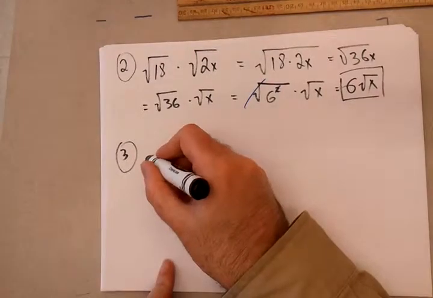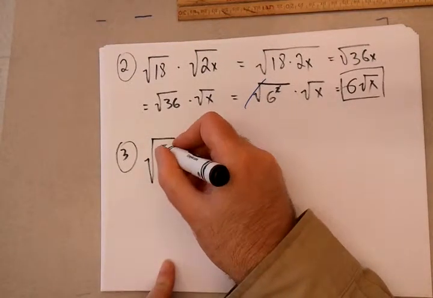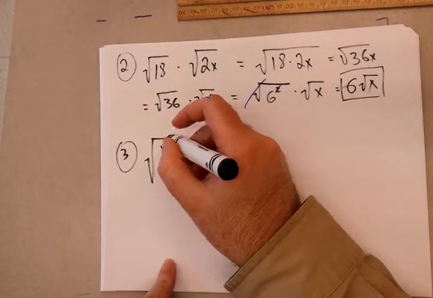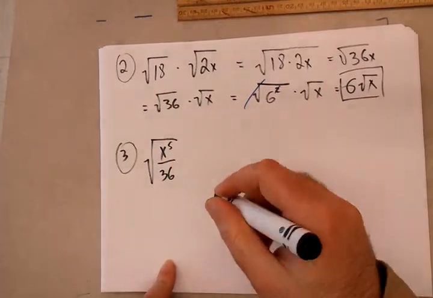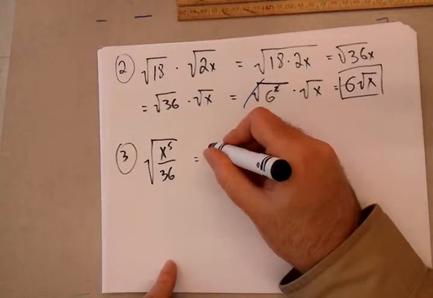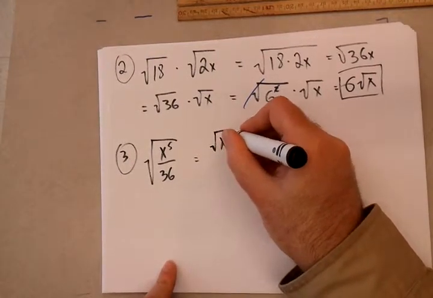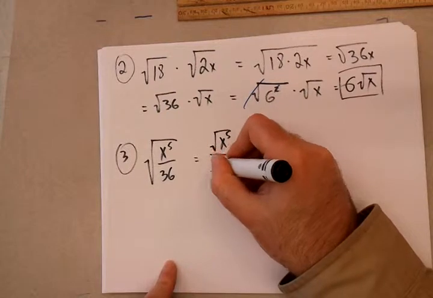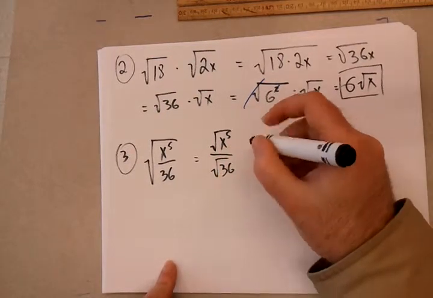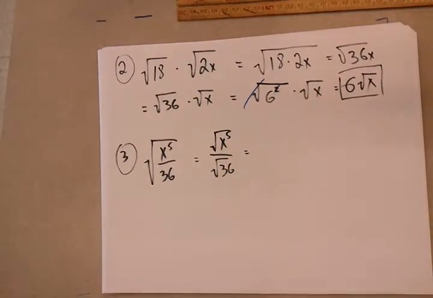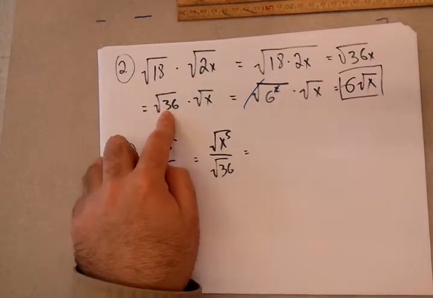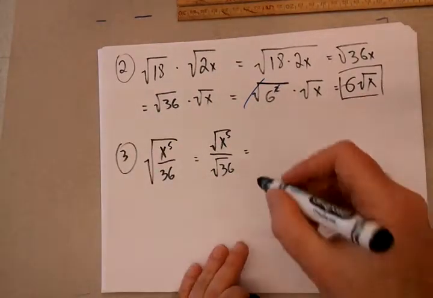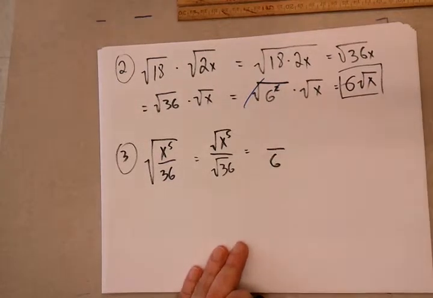Number 3, we have underneath one big square root a fraction, x to the 5th divided by 36. And as we know, we can't have fractions underneath a square root. We've got to separate them out, which is exactly what I will do. On the bottom, perfect square, just like here, I'm not going to do the work. A root of 36 comes out to be a 6. So I'm going to write that down here.